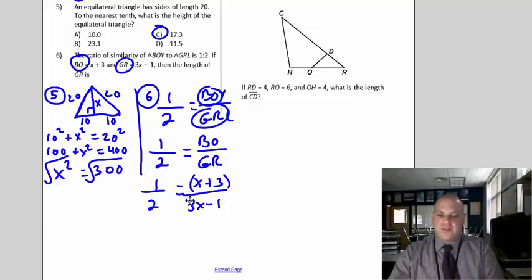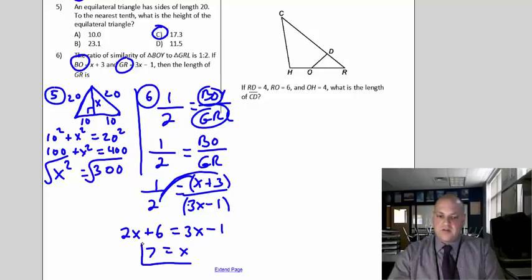Now keep these in parentheses because you're going to make sure you distribute the 2. That 2 has to multiply to both of those. So it's going to be 2x plus 6 equals 3x minus 1. Subtract 2x, add 1, you're going to get 7 equals x. 7 equals x, and they want the length of GR. So that's not my final answer.